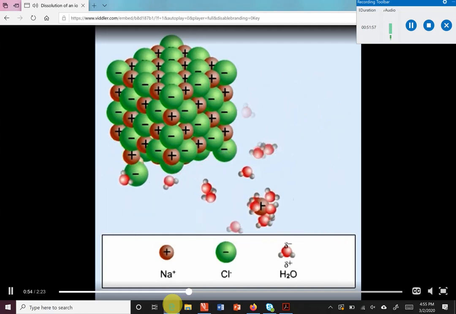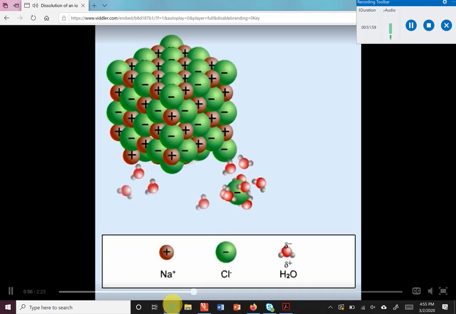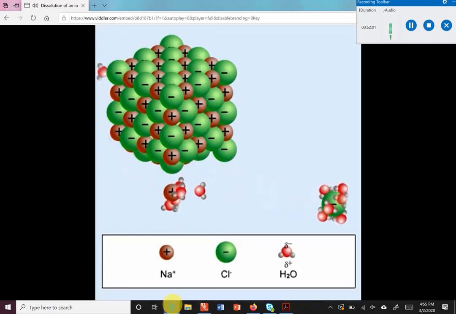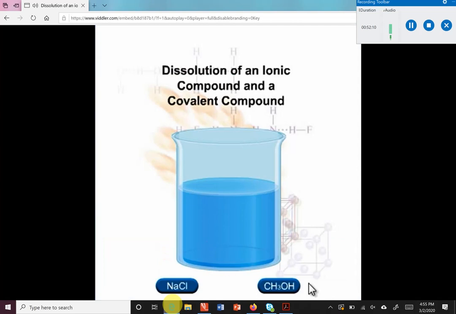If you follow that one there, you'll see that the oxygens, which have the negative dipole, surround themselves around the positive cations. And so this process basically goes on, and you're going to pull all the individual ions into the bulk liquid solution and separate them from each other.